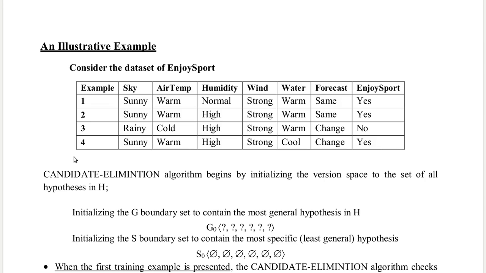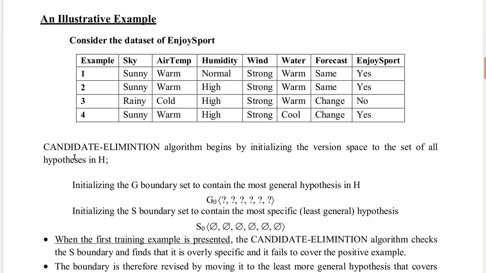Here is an example with the Enjoy Sport dataset. We know this dataset already: sky, air temperature, humidity, wind, water, forecast. So these are the 6 attributes on which we applied the Find-S algorithm, and Enjoy Sport was the target concept. So let us apply the candidate elimination algorithm on this same data set.